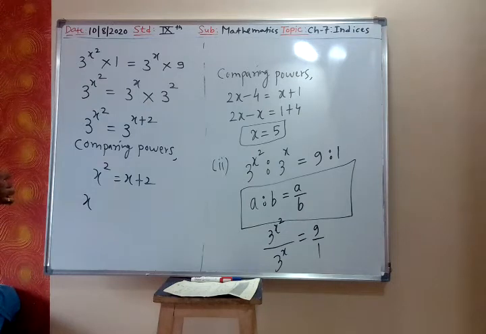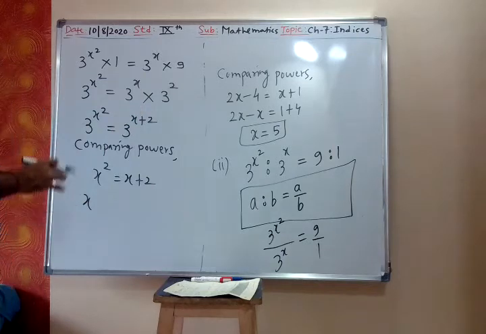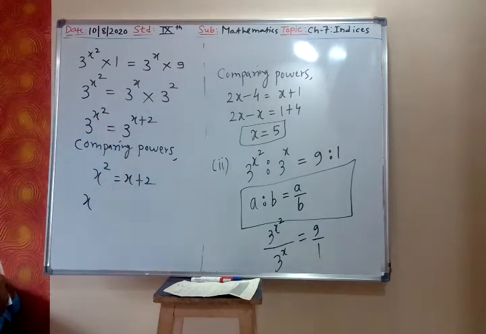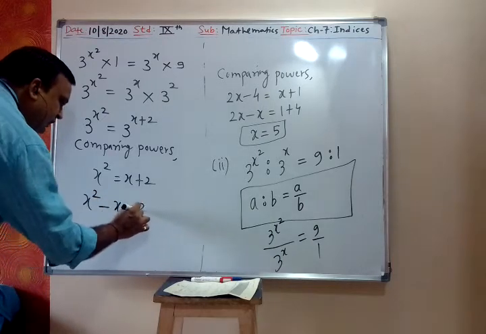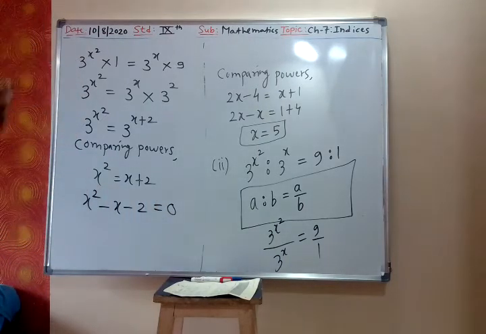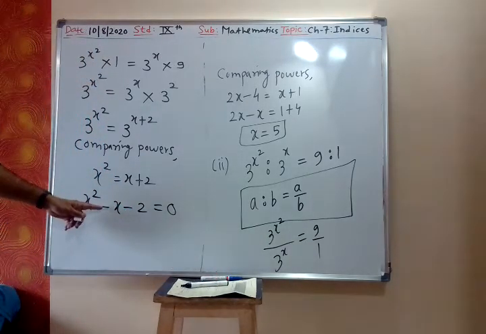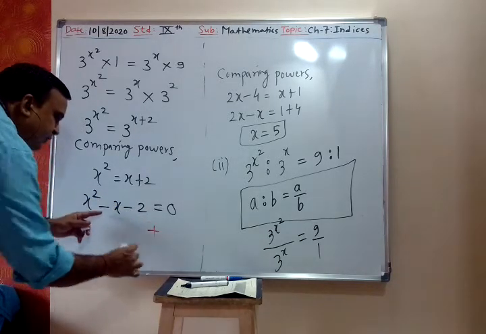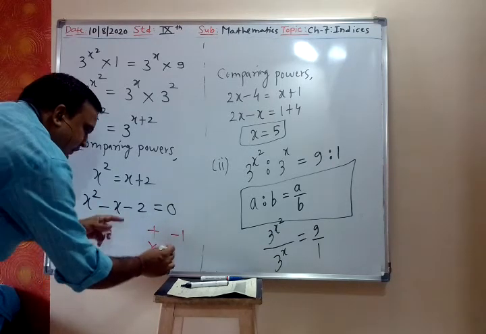How x into 2? Power into power, add the powers. Power raised to power, multiply the powers. It is into, so we add the powers. So it will be x plus 2. So x square, now we take minus x minus 2 is equal to 0, which is a quadratic equation. Remember, this is the quadratic equation. This is my middle term and this is the last term. So find two numbers whose sum is minus 1 and multiplication is minus 2.